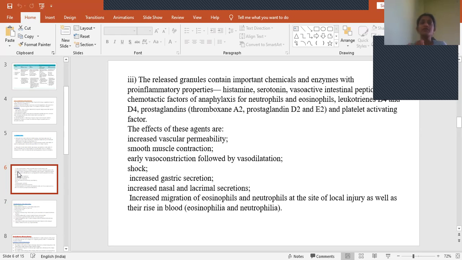So what are the kinds of damage they can do? They will increase vascular permeability, they cause smooth muscle contraction, they cause early vasoconstriction followed by vasodilation, and increased gastric secretion, increased nasal and lacrimal secretions, increased migration of eosinophils and neutrophils. So that causes eosinophilia and neutrophilia. That means there will be an increase in the eosinophil count and neutrophil count. So this is the pathogenesis.